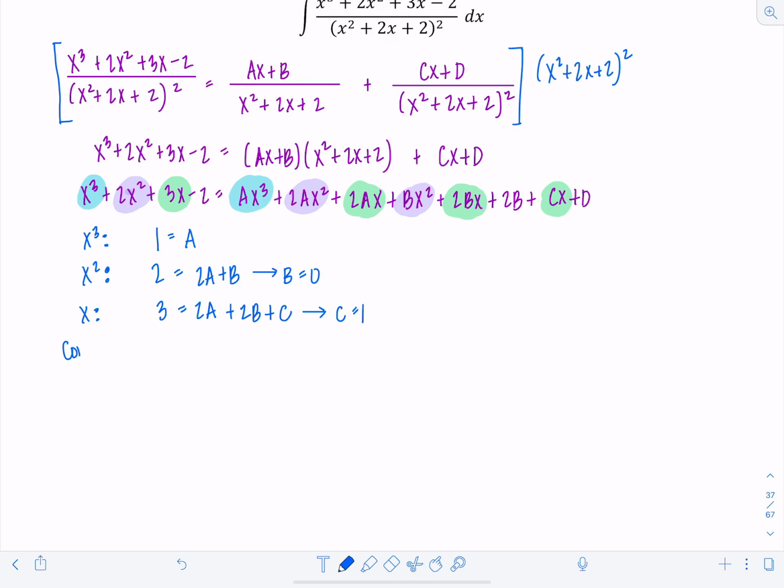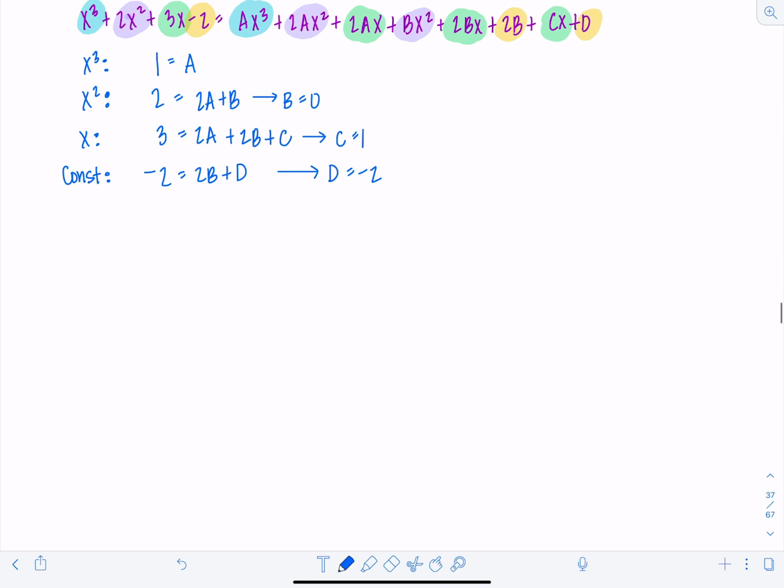Nice. And then constant, we've got -2 has to equal 2b plus d. Cool. But we know b is 0, right? So therefore d is -2. Okay, let's put everything together now.